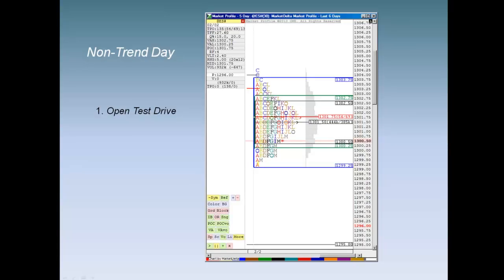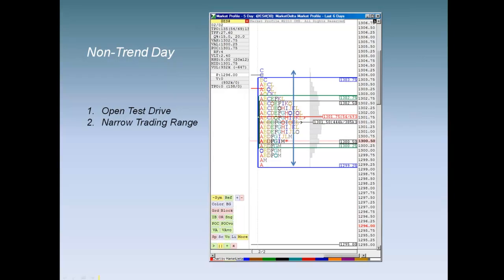So take a look here just at a quick example of a non-trend day. Sure enough, we have an open test drive. And take a look at that. Just 3 prints, and then, wow, we shoot up higher. But look at what ends up. It's just a normal distribution and a very small initial balance and an even smaller value area. That's typical of non-trend days, a very narrow trading range. So don't be deceived if you see an open test drive. It does not always mean that there is directional conviction. We have again, just a small balanced profile there. All right.